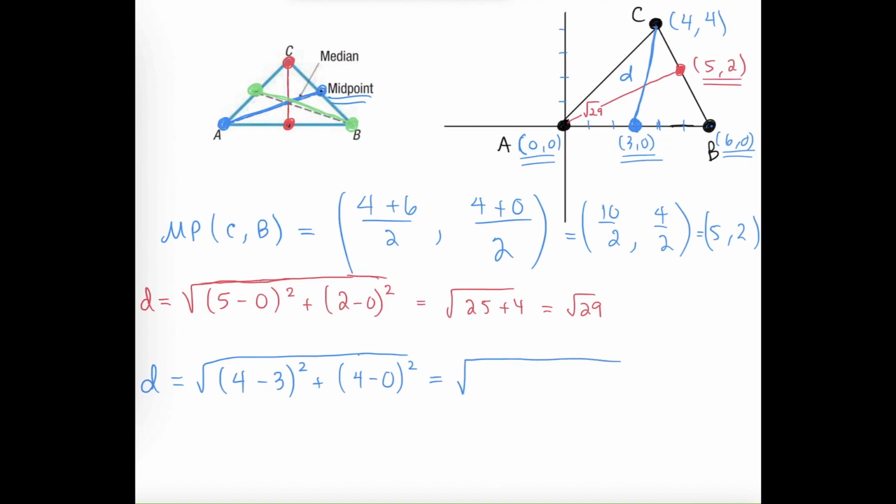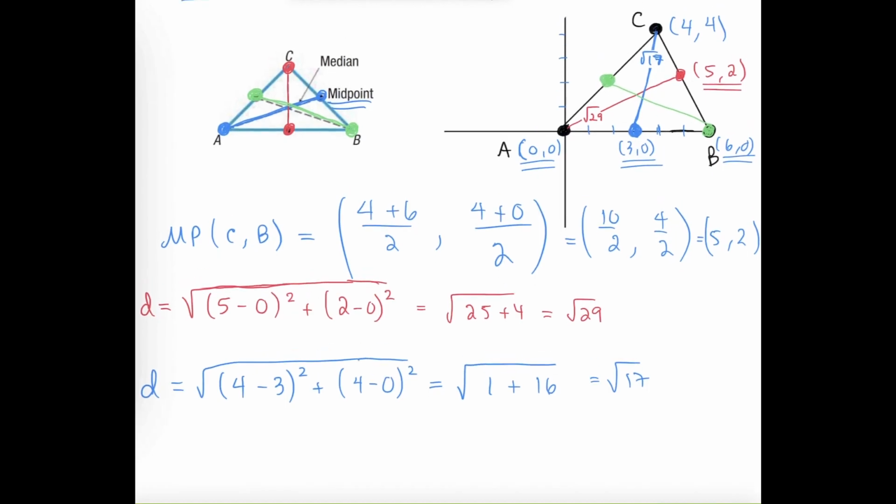So we get here 4 minus 3 is 1, quantity squared is still 1, and then add that to 4 minus 0 is 4 squared is 16, and then the length of that median is going to be radical 17. So let's tuck that value up here so that we have space to find the length of the third median. So the third median is going to be measured from point B to the midpoint of the opposite side. And this time we are going to need to calculate this midpoint because it's not quite as intuitive as it was a moment ago. So what we're looking at now is going to be the midpoint between A and C.